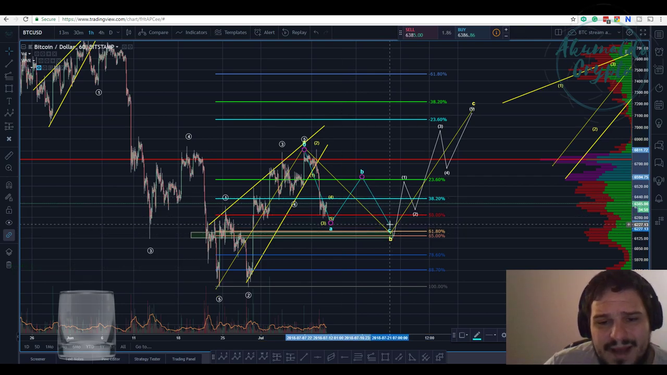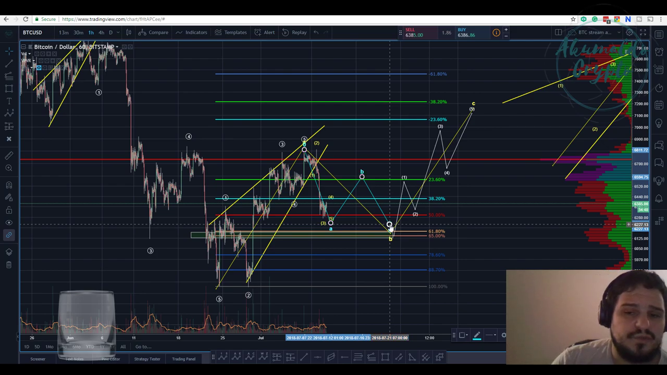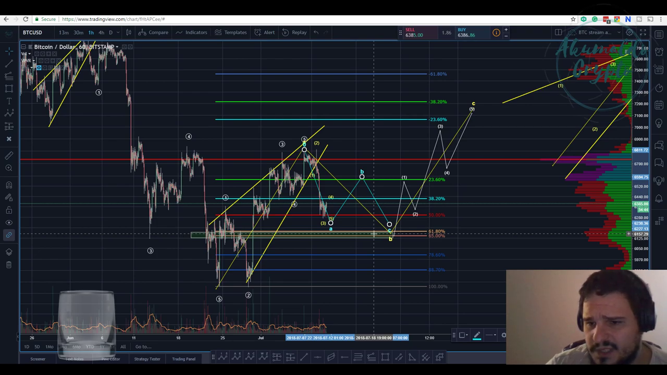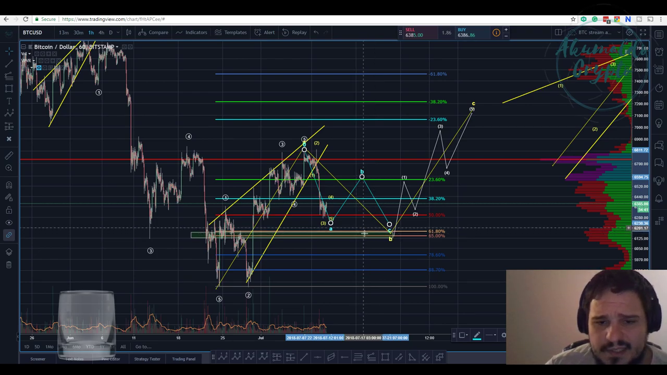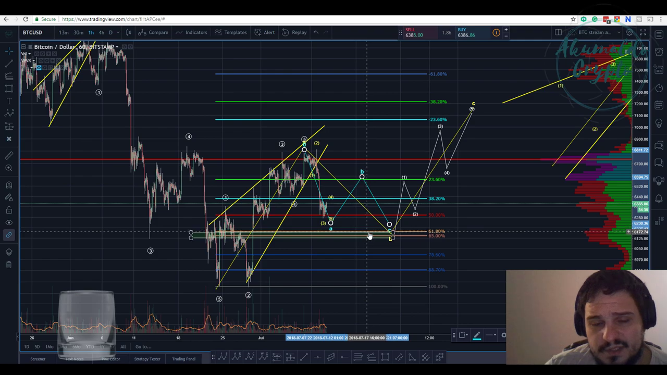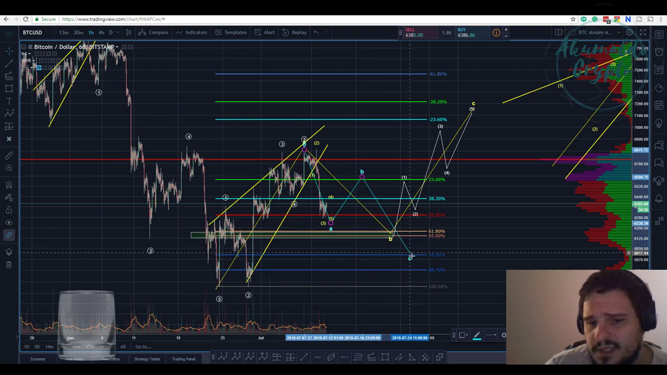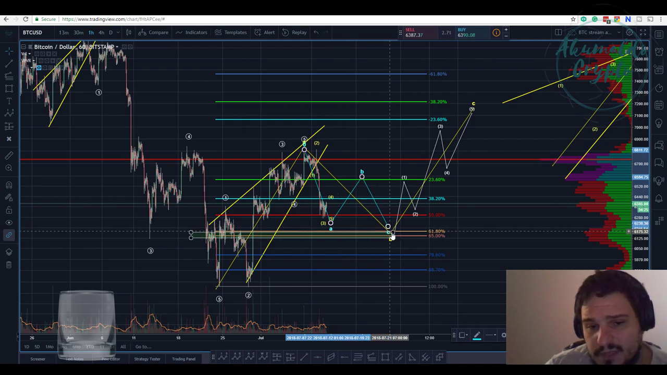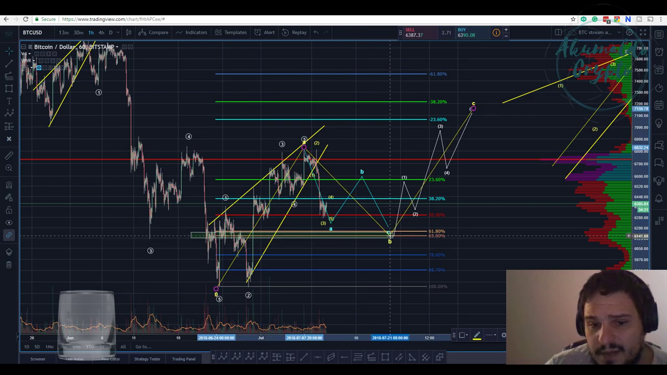It might be shallow for two reasons, okay? One is because I see this resistance here, as I was explaining, a strong resistance, 6100. If we break below it, yes, we might see a really deep C, okay? But I think it's gonna be shallow, perhaps a double bottom. It's not impossible, and it's likely to happen, okay?